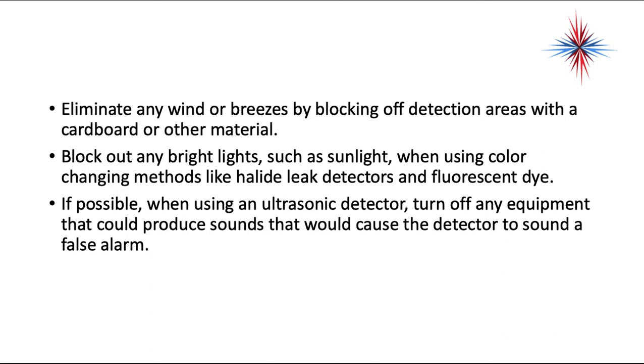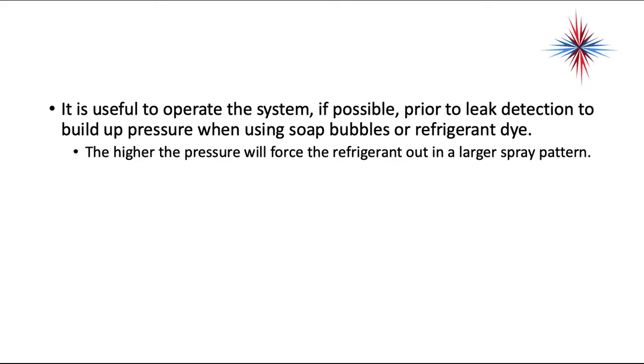Eliminate any wind or breezes by blocking off detection areas with cardboard or other material. Block out any bright lights such as sunlight when using color changing methods like halide leak detectors or fluorescent dyes. If possible, when using an ultrasonic leak detector, turn off any equipment that could produce sounds that would cause the detector to sound a false alarm. It's useful to operate the system if possible prior to leak detection and to build up pressure when using soap bubbles or refrigerant dyes. The higher the pressure, the more it will force refrigerant out into a larger spray pattern.